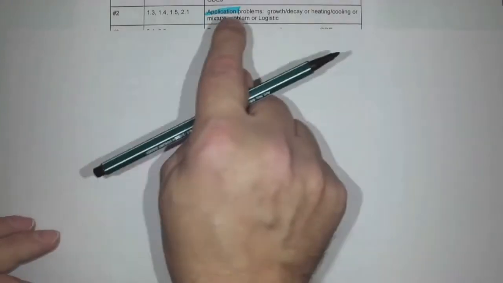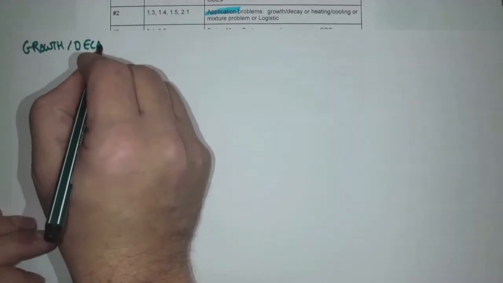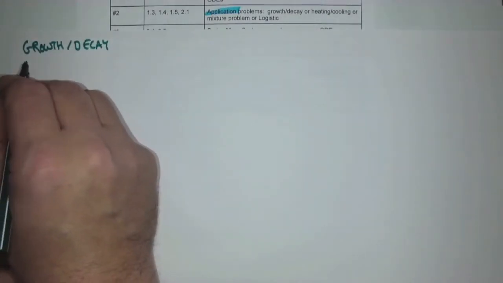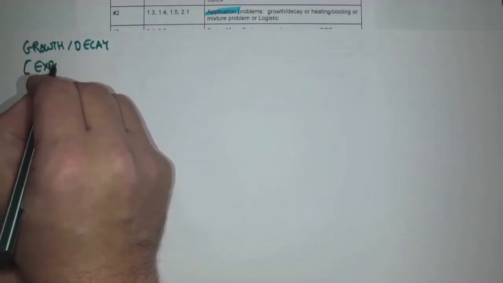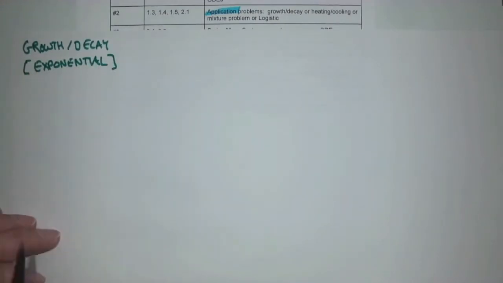So let's talk about the things that we should be comfortable talking about. So the first thing is, you see here, growth decay. Now this is a very popular model, and in particular, this is really exponential. And so you talk about exponential growth, exponential decay. That's the type of thing that we talk about.